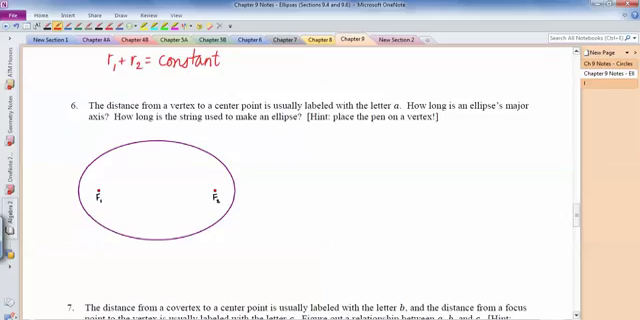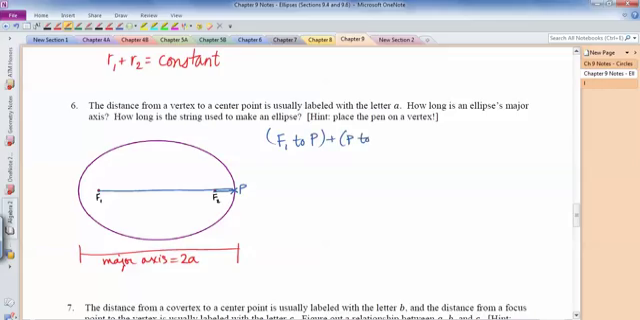So the distance from a vertex to a center point is usually labeled with A. Remember, here the distance between the two vertices, that's the major axis. Major axis is 2 times A, right? Well, if I put my pen right here, then the string would go like that, right? And if you think about it, that's from focus 1 all the way to, I'll call that point P. So focus 1 to P plus P to focus 2 is really going to be the length of the string.